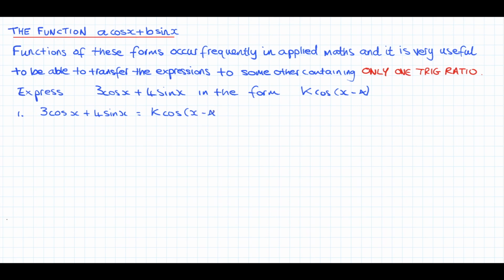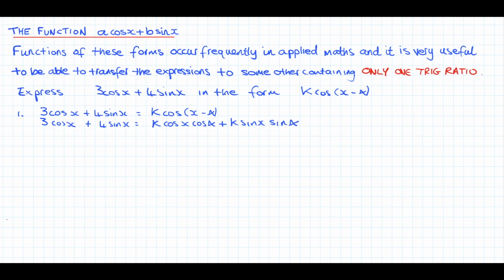Now the next thing you would do is use your cosine expansion. So 3 cos x plus 4 sin x is equal to our cosine expansion. That's given on your formula sheet for cos(A minus B), and that is k cos x times cos alpha plus k times sin x times sin alpha. So that's your first thing. You've got to do your expansion.